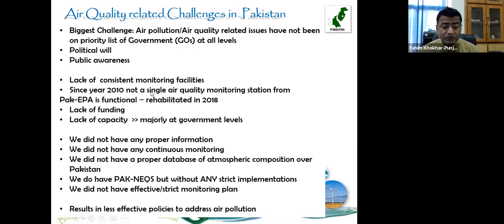Lack of consistent monitoring facilities is the biggest challenge in the country. This is the topmost challenge. Since the year 2020, not a single air quality monitoring station was working. Like the Pak EPA in Islamabad, they rehabilitated in 2018. The main reasons are lack of funding and lack of capacity at several levels. That results in us not having any proper information about the problem. We did not have any spatial and temporal boundaries of the problem or any continuous monitoring. We didn't have a proper database of atmospheric composition, how things have evolved. We do have Pak NEQS, but without any strict implementation because we did not have an effective, strict monitoring plan. Therefore we did not have a proper feedback mechanism at regulatory authorities to see how good their policies are, whether they are effective or ineffective.